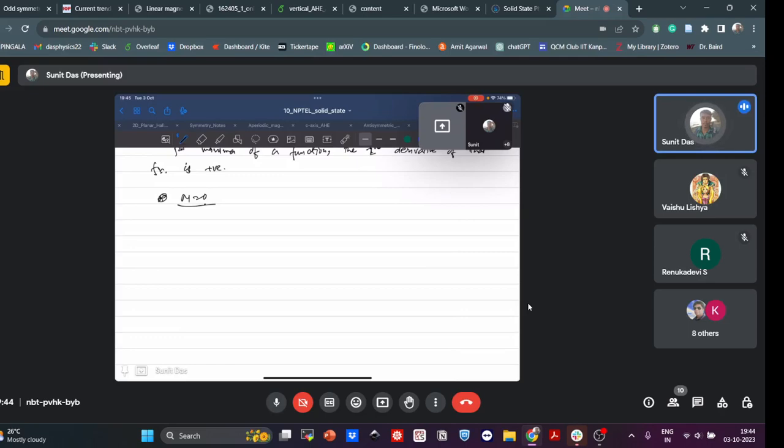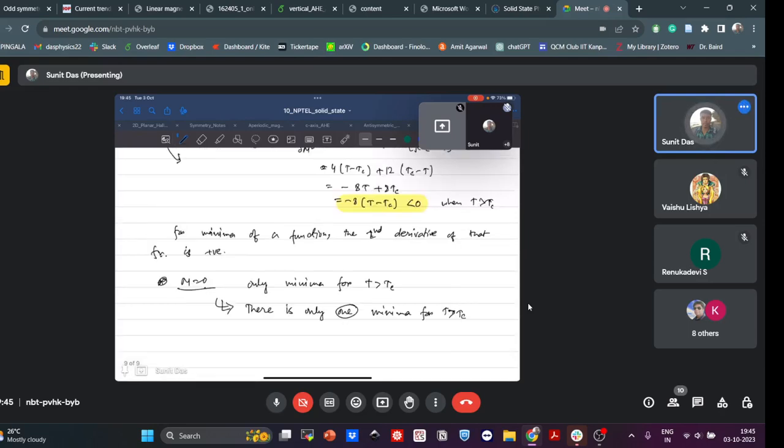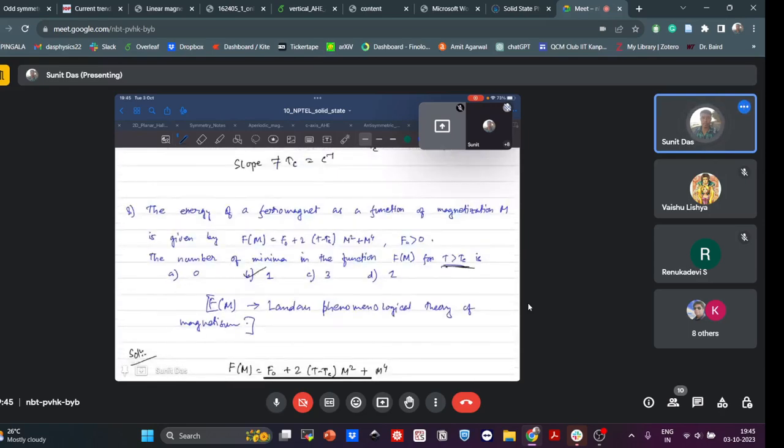So m equal to 0 is the only minima for T greater than Tc. This implies that there is only one minima for T greater than Tc. So the correct answer is B, 1.